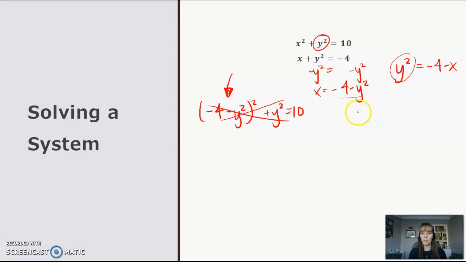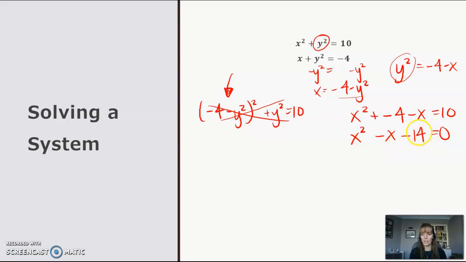And so I'm going to substitute this y squared with negative 4 minus x, and now I don't have to work with a power of 4. At this point, I am solving a quadratic, so I need to make it equal 0. So I have x squared minus x minus 14 because I subtracted 10 from both sides, and that's equal to 0. This here is not something that can be factored.